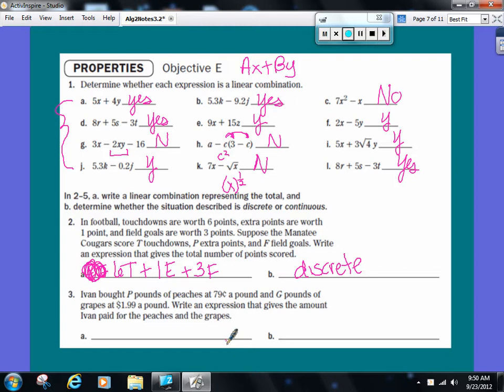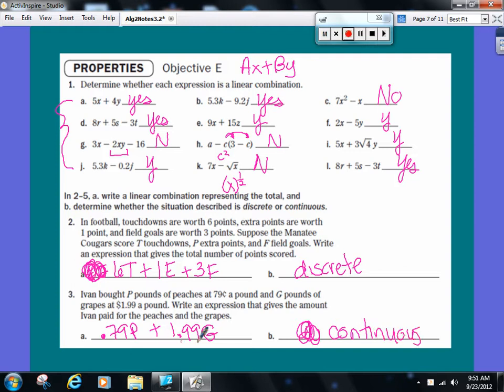Yvonne bought P pounds of peaches at 79 cents per pound. Grapes. Okay. So, 79 cents for peaches, yum yum, plus $1.99 for grapes, scrumdiddlyumptious. And can you have half a pound of a peach? I'm guessing you guys probably don't do lots of grocery shopping, but you can. So if that's my, oh, why am I writing that? Continuous.